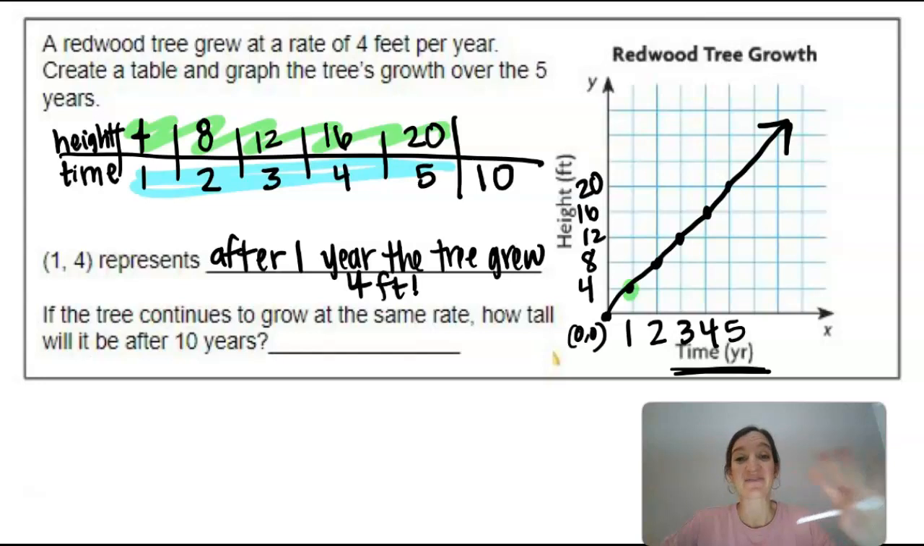Well, that unit rate is 4 to 1, right? So that means it needs to be 40 to 10. I need to times both of them by 10. We'll have grown 40 feet tall. I don't know how tall they actually grow, but that's pretty tall.